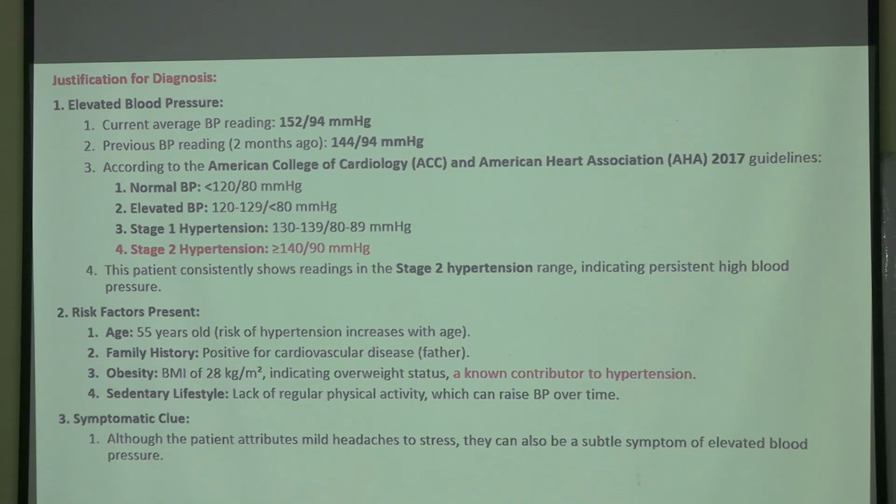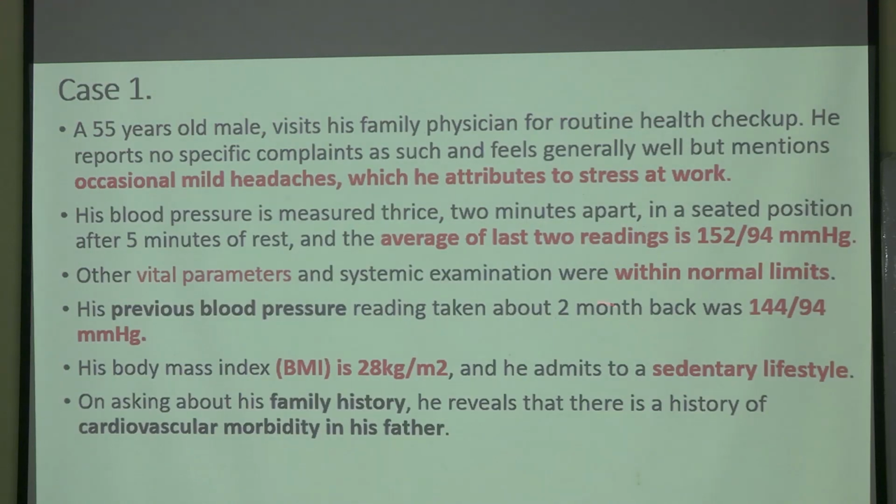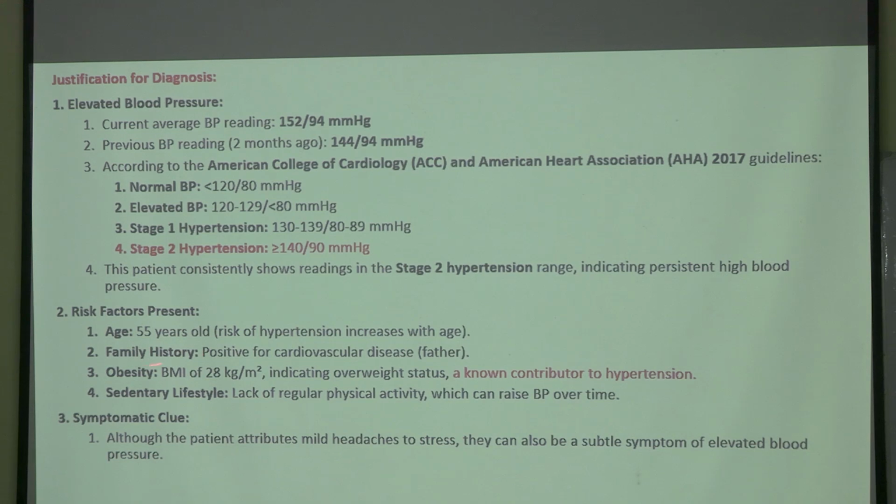And if you see the family history, in this case it is positive for cardiovascular disease. Here we have seen cardiovascular morbidity in his father, right? So this is again another important factor for the development of this disease. Now we have mentioned the BMI value of the subject, that is around 28 kg per square meter, and it indicates the subject is in the overweight category, which is another important factor influencing blood pressure and leading to hypertension.